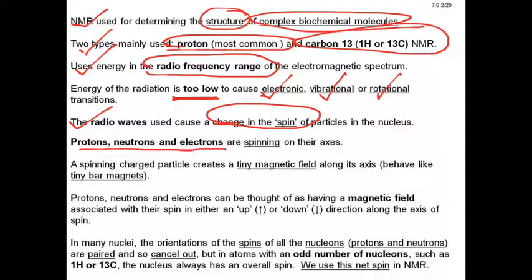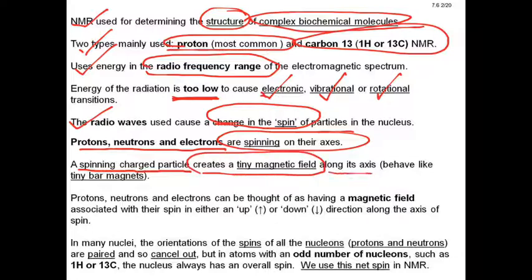Now, to explain all this, we need to understand that at the subatomic level, protons, neutrons and electrons are not just sitting there statically. They are dynamic little beasties, and they are spinning. The whole thing is a moving feast, okay? Spinning on their axes. And as I've been explaining in the previous screen, all spinning charged particles, no matter what they are, create a tiny magnetic field along their axis.